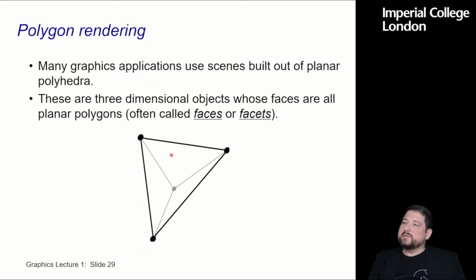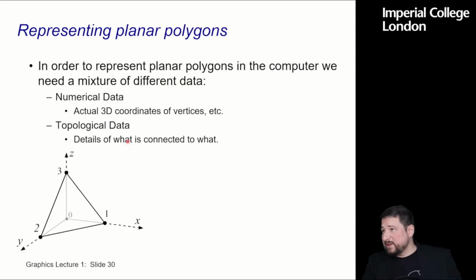Okay, so how do we represent these sorts of faces? This is maybe quite interesting. We need a mixture of data. First, we can represent numerical data, so actual 3D coordinates of vertices. We could just say, I have a Cartesian coordinate system, and each of these nodes has particular coordinates. That's how I would usually define a triangle in a fixed coordinate system.